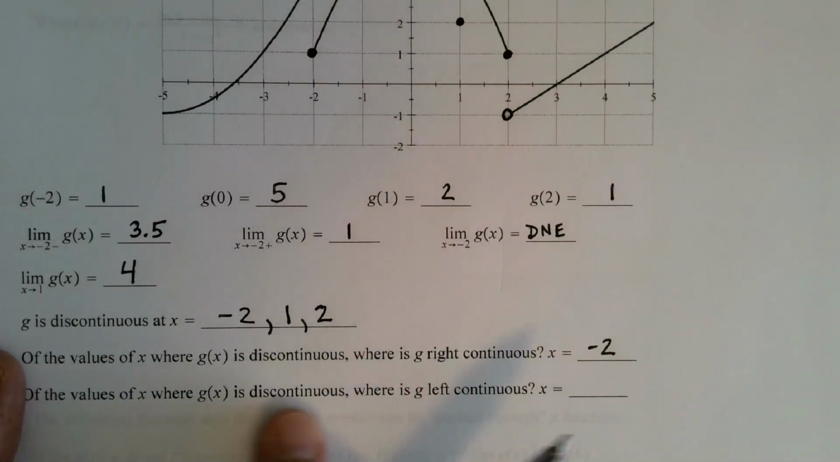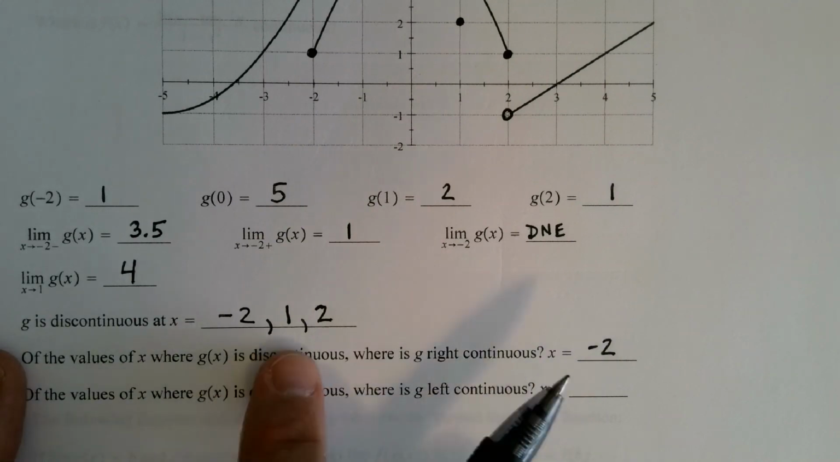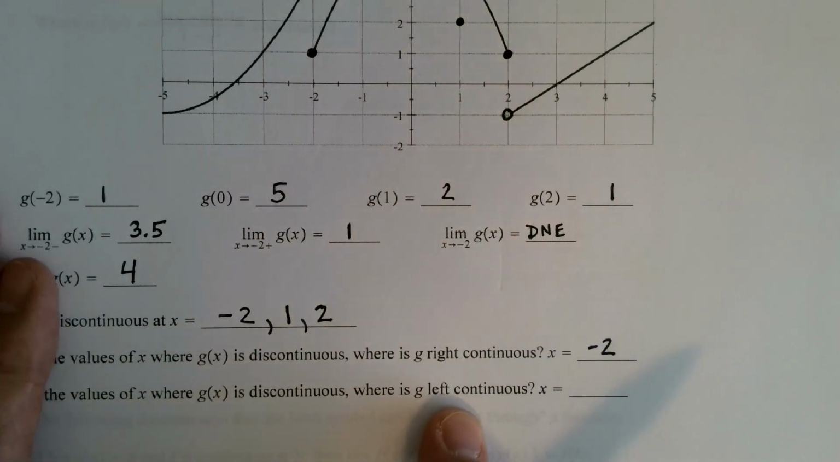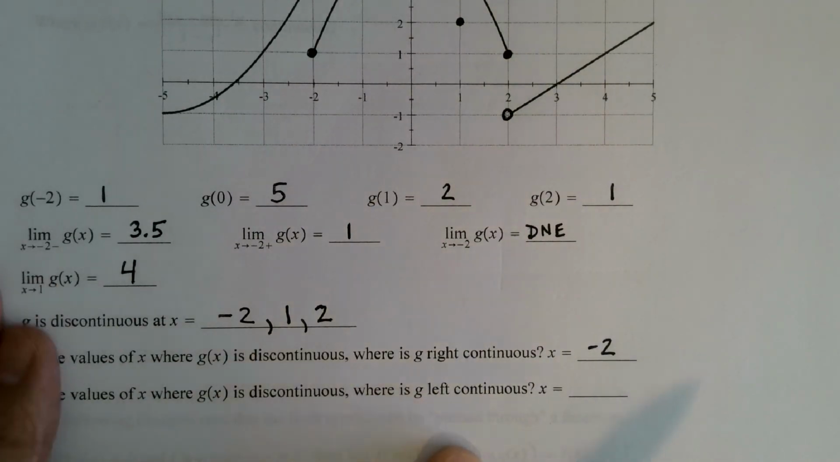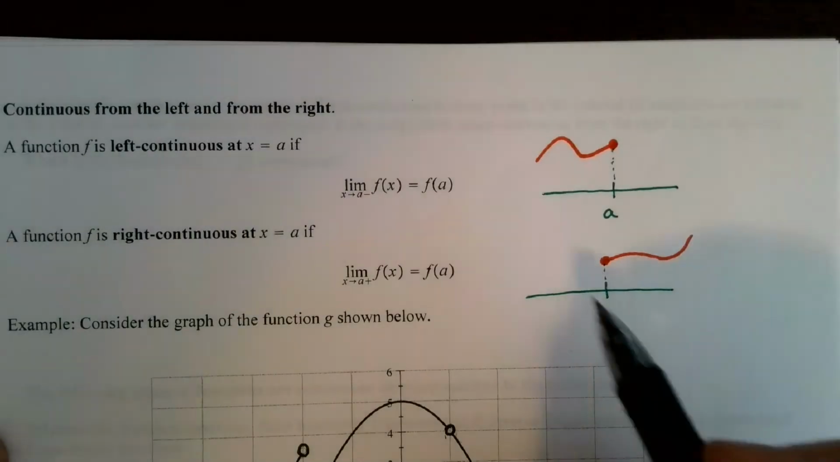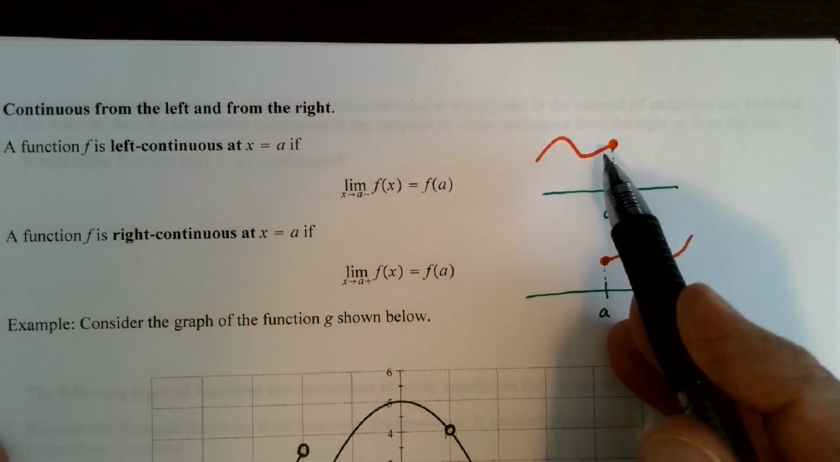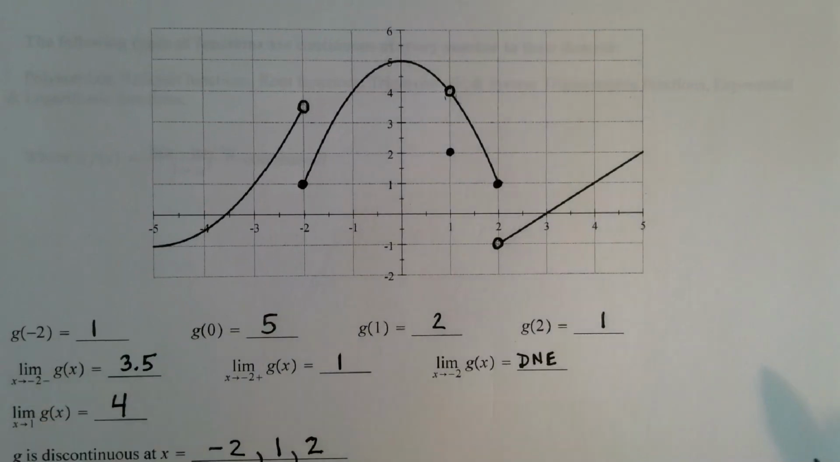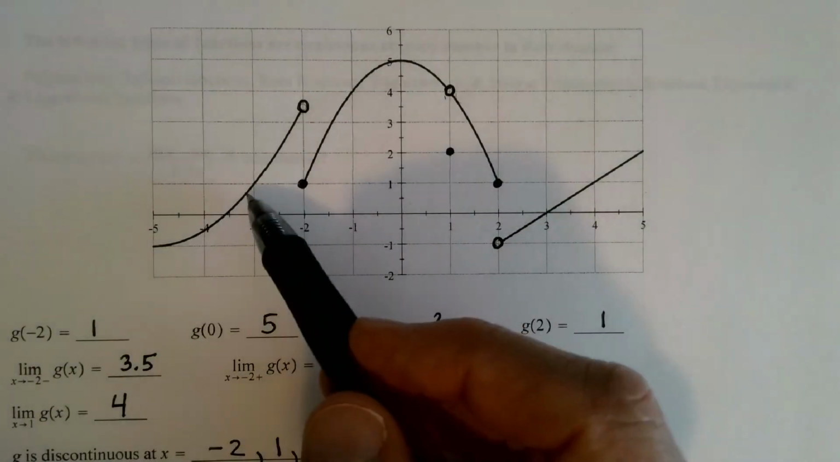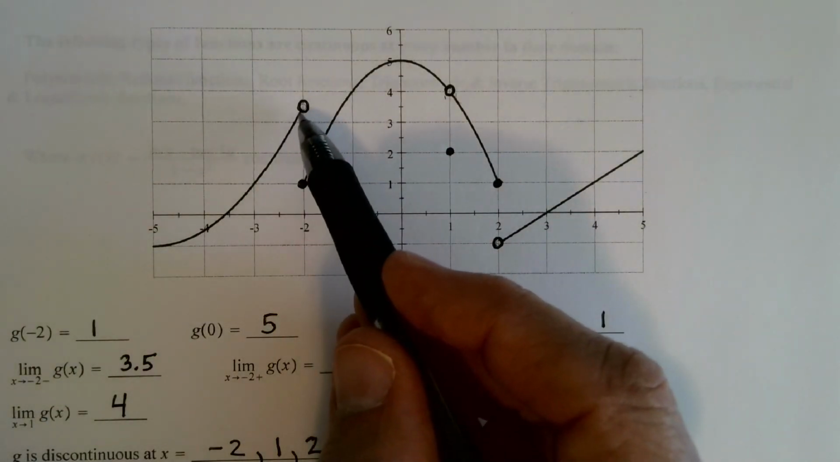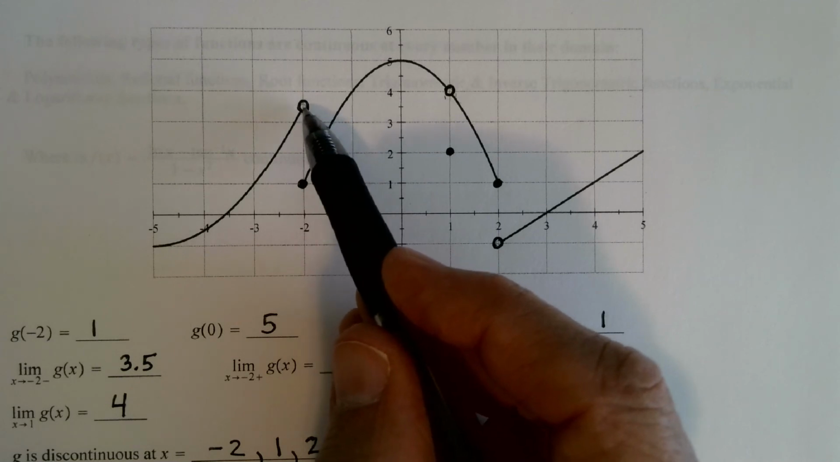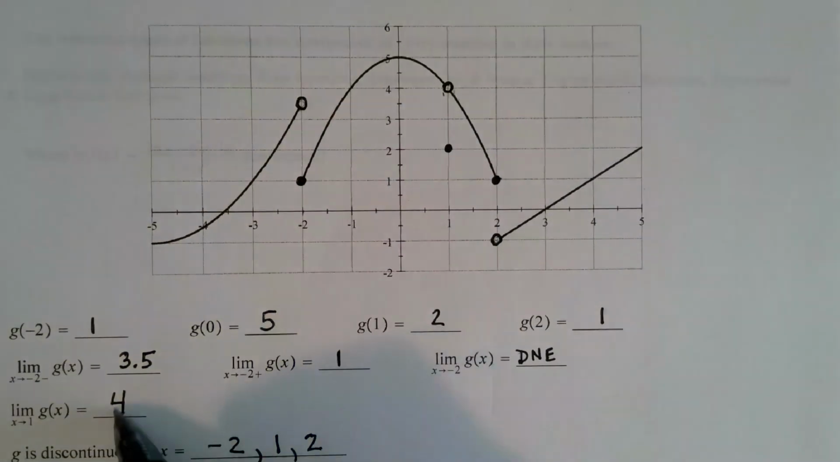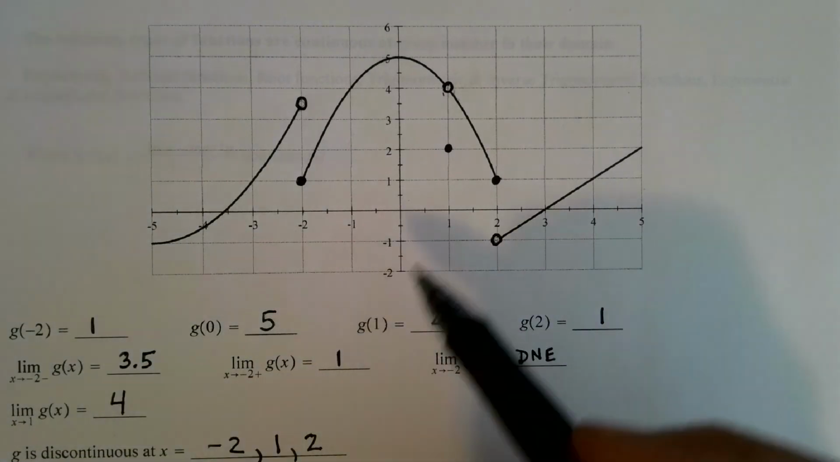Are any of these points, -2, 1, and 2, are we left continuous? Left continuous, remember, looks like this. We're approaching from the left and going to the point. So of these 3, where are we left continuous? Are we left continuous here at -2? No. We're going to this 3.5 from the left, but the value of the function at -2 is equal to 1. So we're not left continuous.